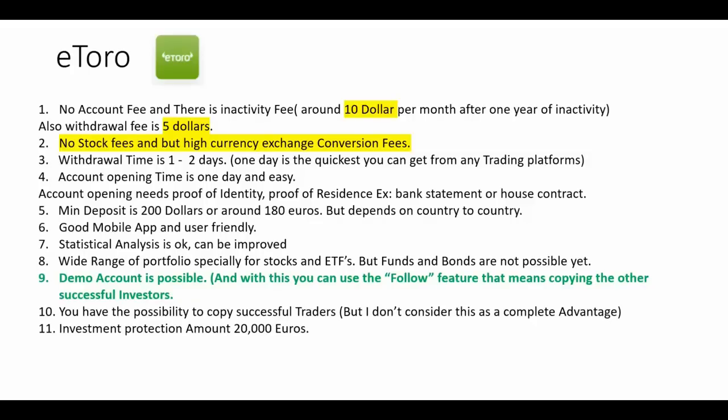Coming to point 3, withdrawal time is from 1 to 2 days. Now, like I said, 1 day is the quickest you can get from any trading platform. So here in eToro, it can take up to 2 days. Point 4, account opening time is 1 day, and it's really easy as compared to the other two apps. And as usual, account opening needs proof of identity and proof of residence. Point 5, minimum deposit is $200 or around 180 euros. Now, unlike Trading 212 and DeGiro, you would need a minimum deposit of 180 euros in our case in Europe.